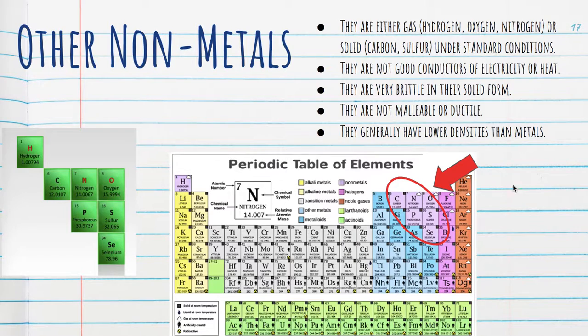Other nonmetals, so these are ones that didn't fit in another category. They're either gas or solids. They are not good conductors of electricity or heat. They're very brittle in their solid form. They're not malleable or ductile, and they generally have lower densities than metals.